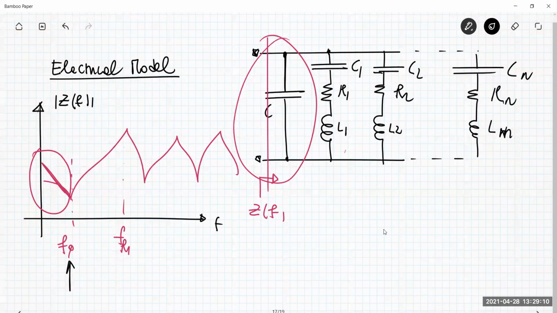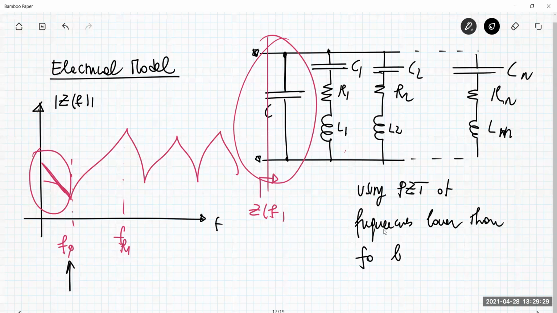So using PZT materials at frequencies lower than F0 leads to modeling the piezo material as a single capacitance. And this is my model. Maybe it's a little bit simplified, but for our purposes it is all that is required for understanding the operation.